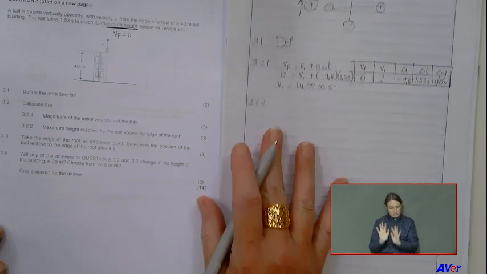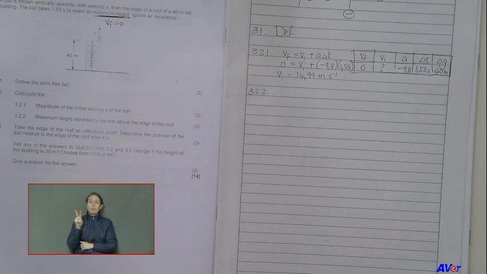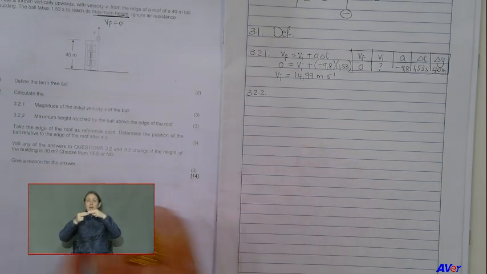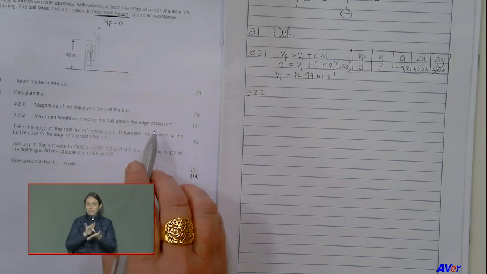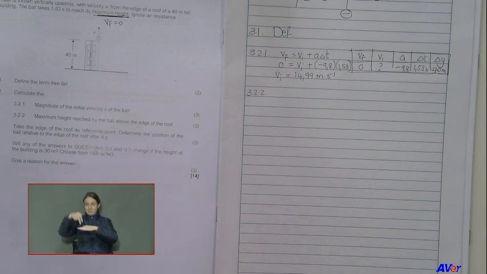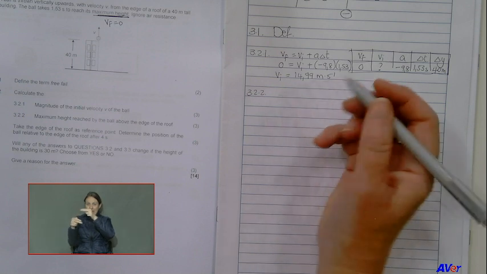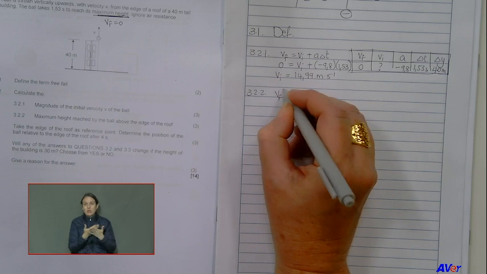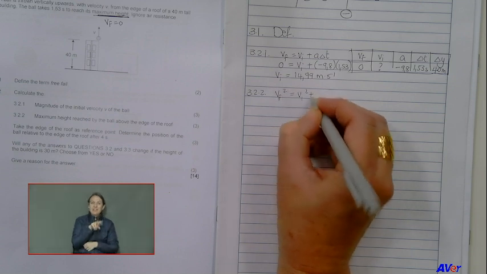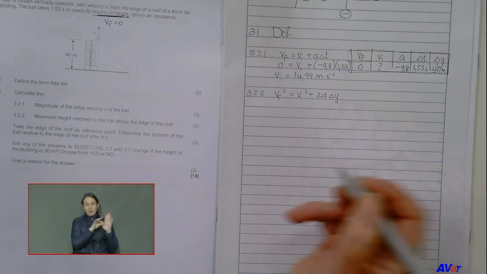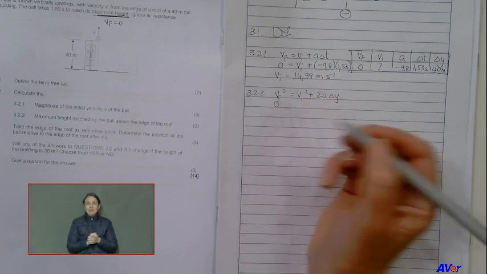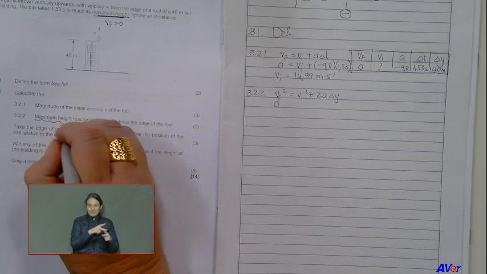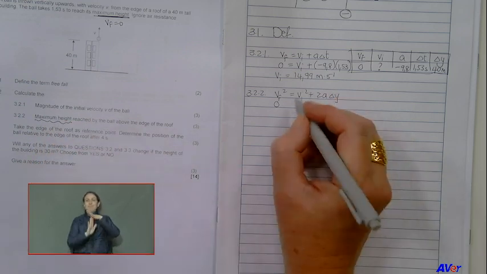3.2.2. The maximum height, now I must use delta Y. The maximum height reached by the ball above the edge of the roof. Read carefully, not above the ground, above the edge of the roof. You can choose any formula now with delta Y in it. I like to do VF squared equals VI squared plus 2A delta Y. The final velocity is still 0 because they still say it's maximum height. So final velocity is 0.